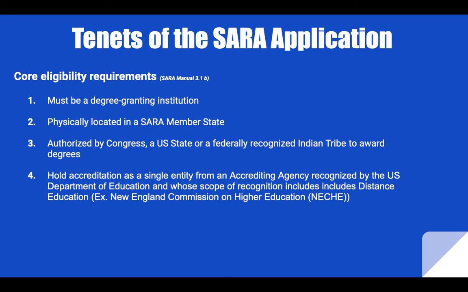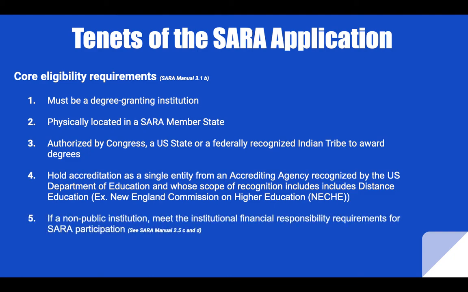So for New England, that would be, for example, the New England Commission on Higher Education, or NECHE, because they also include distance education in their scope of recognition. Finally, a non-public institution will need to demonstrate that its federal financial responsibility score is above 1.5 to qualify for participation. If the institution's financial score falls between a 1.0 and a 1.49, its SARA state could choose to admit the institution under what we call provisional approval. We'll talk more about that in the next application overview video.